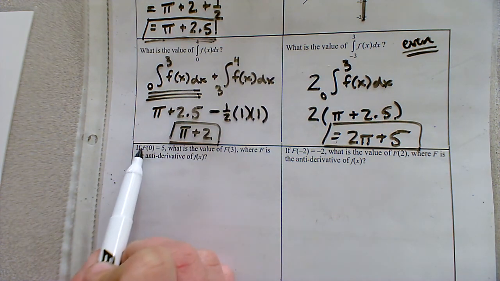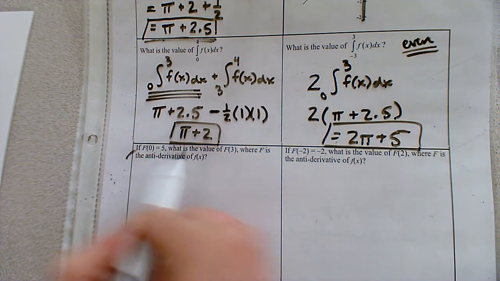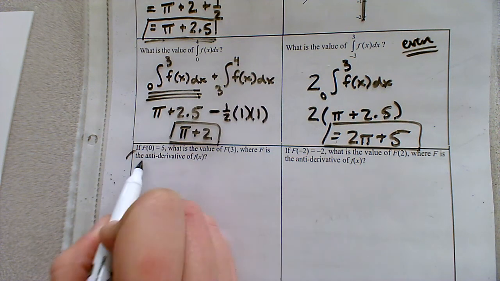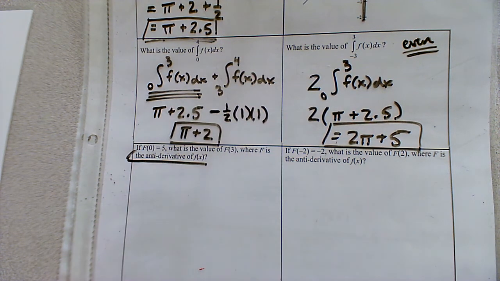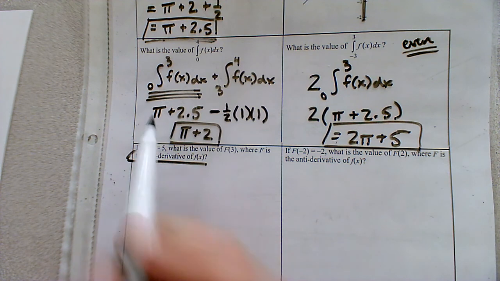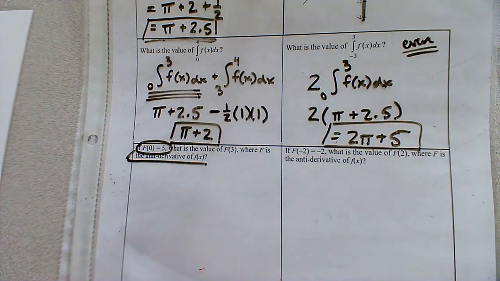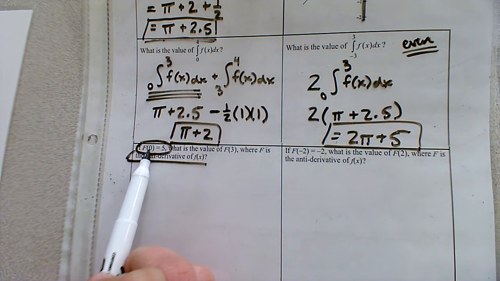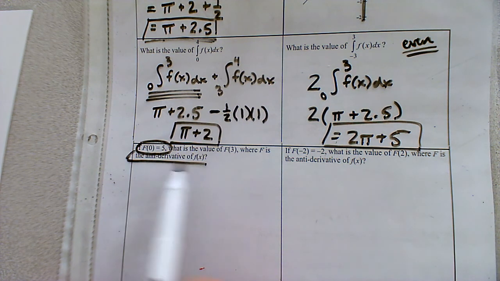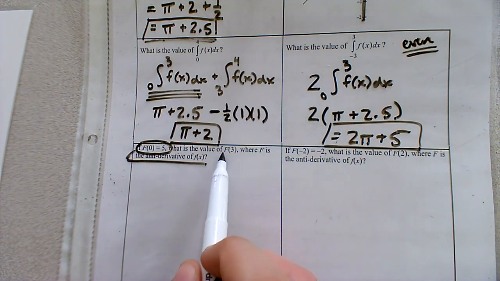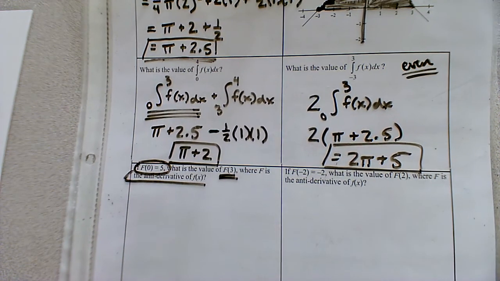So if capital F, we're going to assume, or they actually tell us, is the antiderivative of f of x. So if we were to work backwards from the f of x equation, which we actually don't have, we know some point value from that antiderivative. So if we were to plug in 0 in the antiderivative, we would get 5. And using that information, we want to figure out what the antiderivative value is at 3.